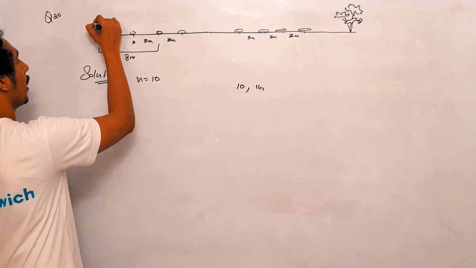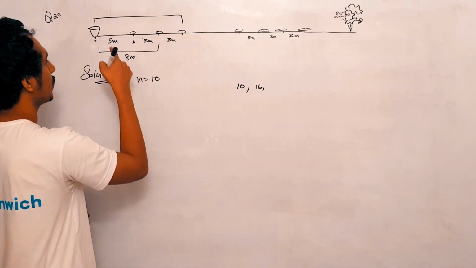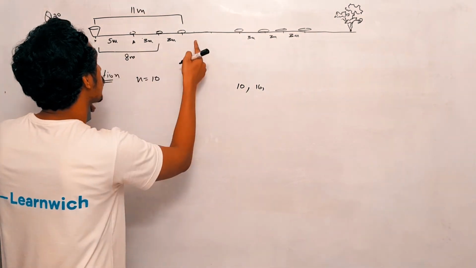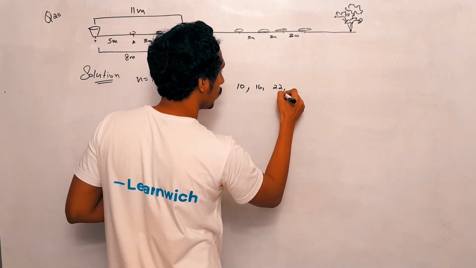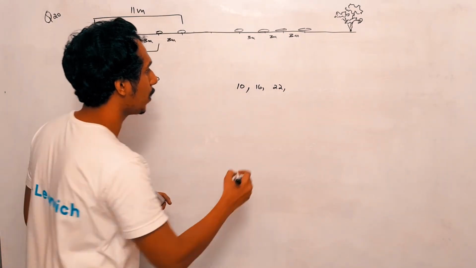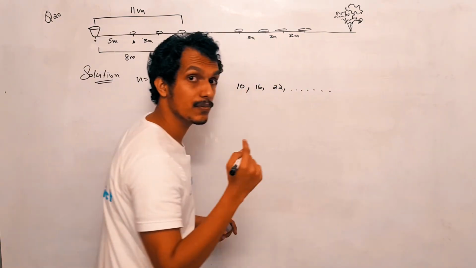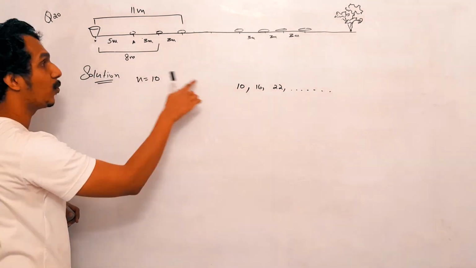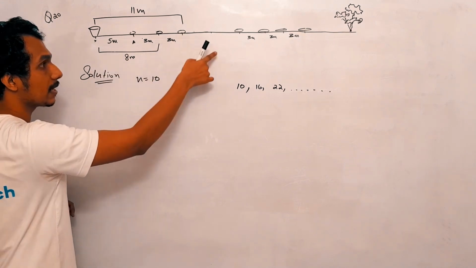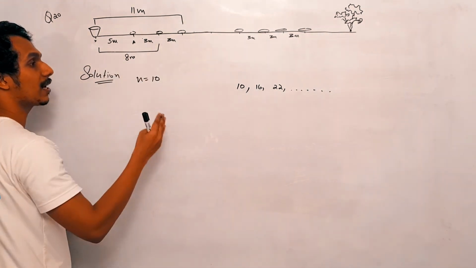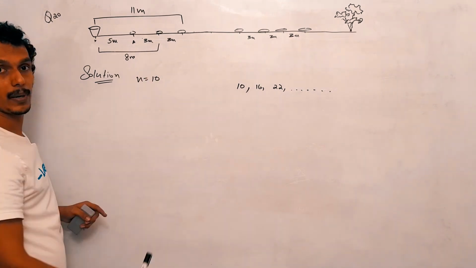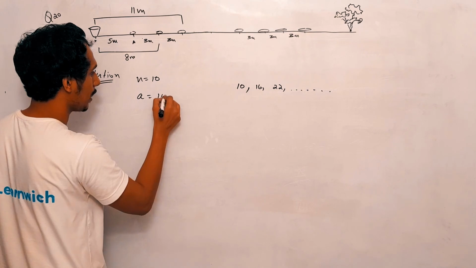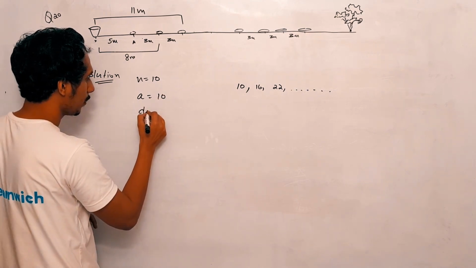Then the next distance she has to run is from this point to this point, that is 5 plus 3 plus 3, that is 11 meters. And she has to run back. So the total distance is now 22. So what do you see? This forms an AP, no? What is forming an AP? The distance traveled by the competitor is forming an AP. Don't simply say the AP is 5, 3, 3, etc. This is not an AP. We are talking about the distance traveled by the competitor. That is your AP. So A is 10, and what is D? D is 6.